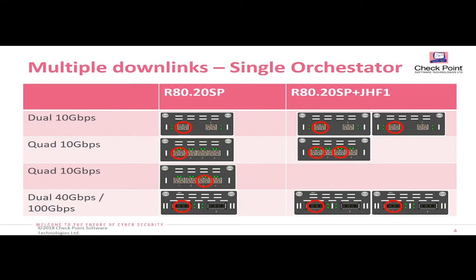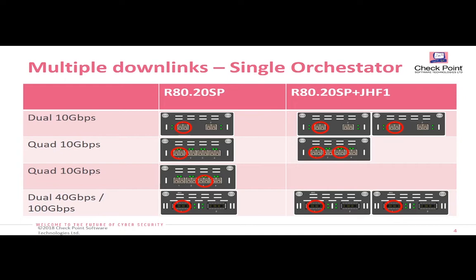So if you have, in this case, two port network interface cards, you would plug port 1 of the first card into orchestrator 1 and port 1 of the second card into orchestrator 1. Then if you have a dual orchestrator deployment, you would plug port 2 of the first card into orchestrator 2, port 2 of the second card into orchestrator 2.